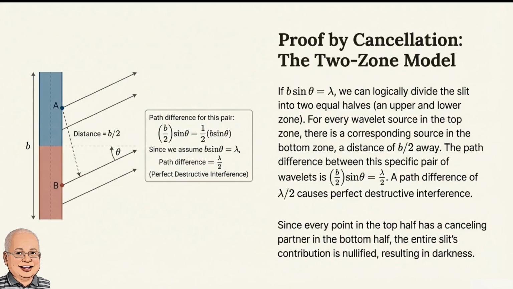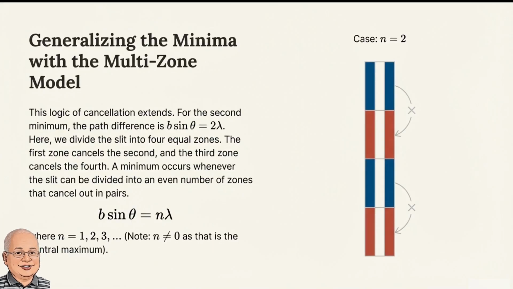So complete destructive interference, a combination of destructive interference, gives us a non-bright or dark zone. Now let us generalize this minima for the multi-zone model.